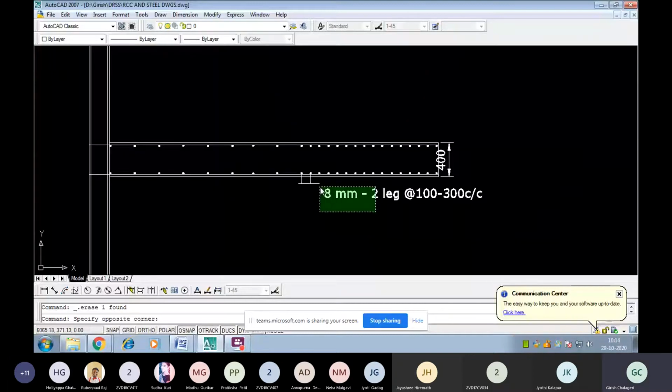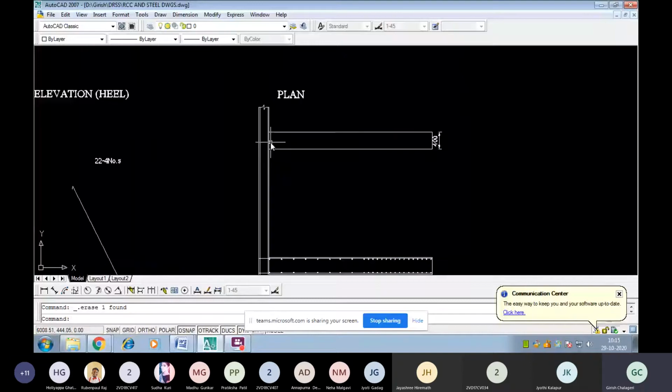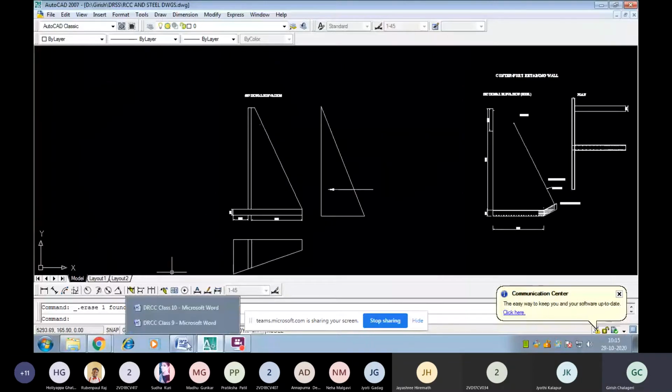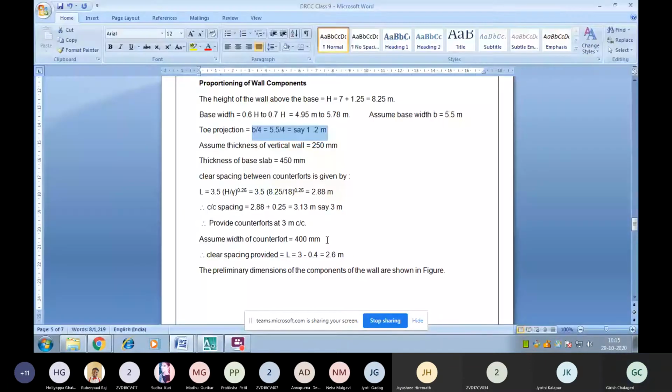Counterfort width, which will be in this fashion, connected with the stem on one side, at the bottom it is connected with the heel slab, and it will be in a trapezoidal shape like this. So the thickness of the counterfort should be 400. This is the thickness here, from the plan we can see. So we are assuming the thickness of the counterfort as 400. We are not designing, we are assuming. Later on we will design.